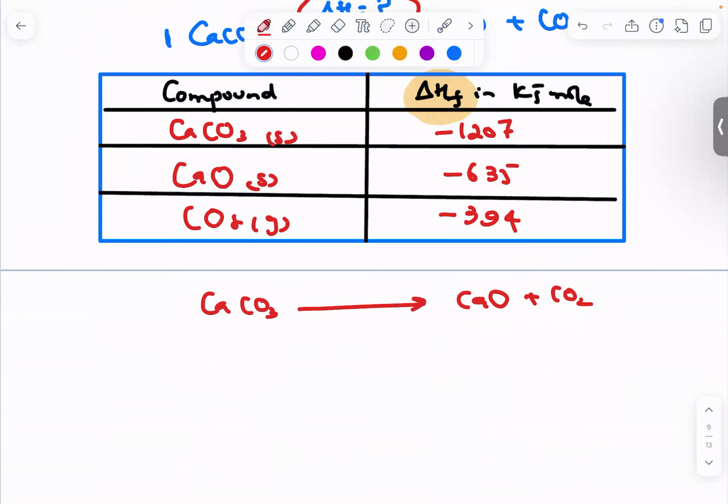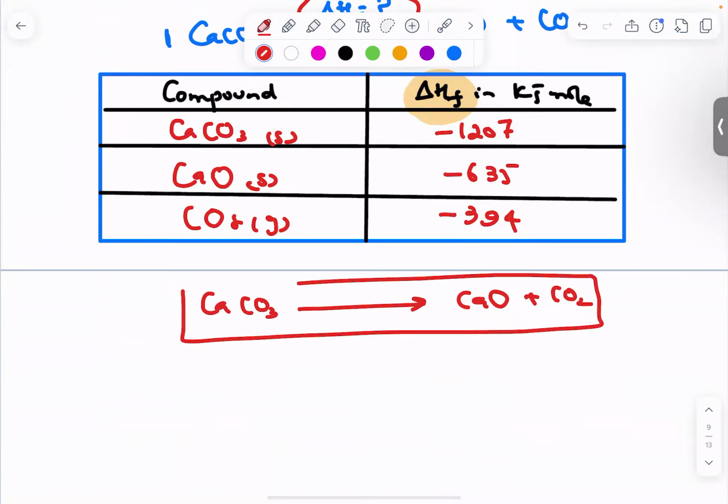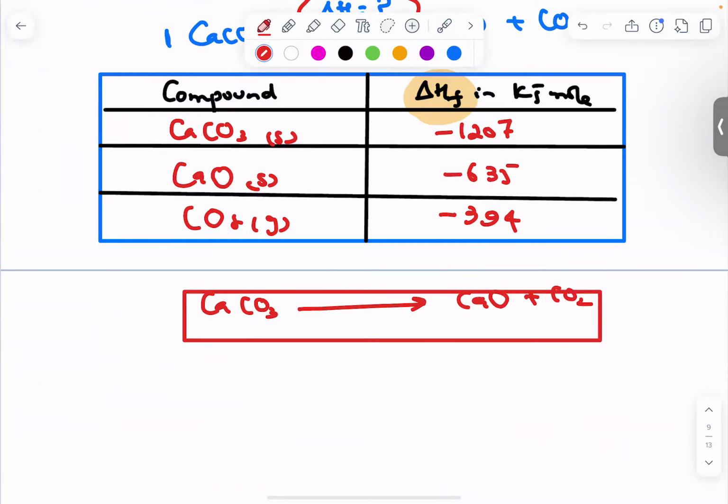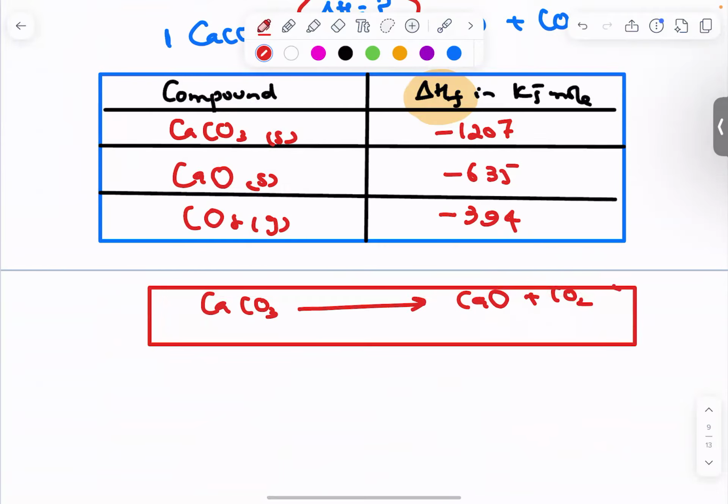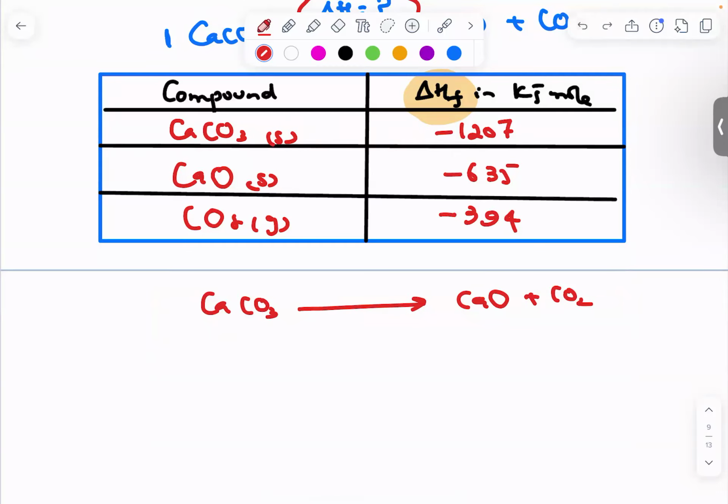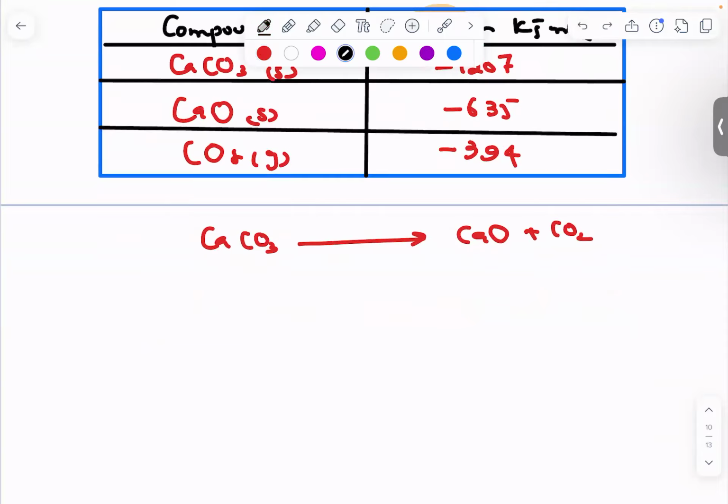Always keep this in mind, Zena, that whatever the main equation is, it should be properly balanced. If you are not going to balance this equation, you will never get a correct answer. So this should be properly balanced. Now, after that, you need to form calcium carbonate, calcium oxide, and carbon dioxide.